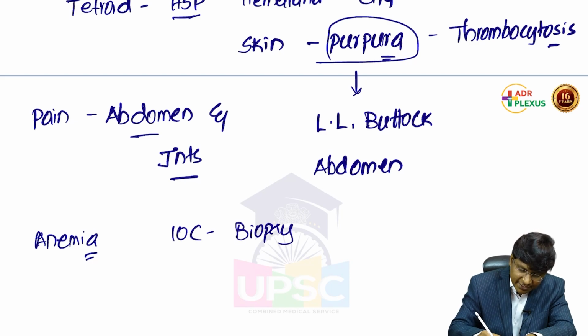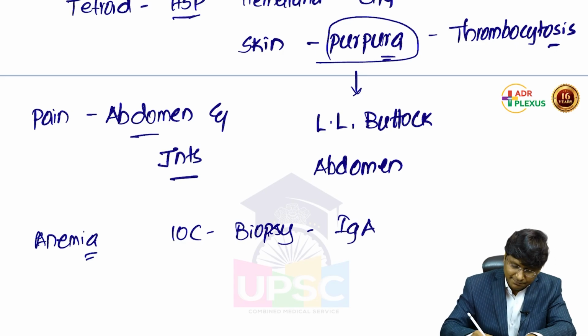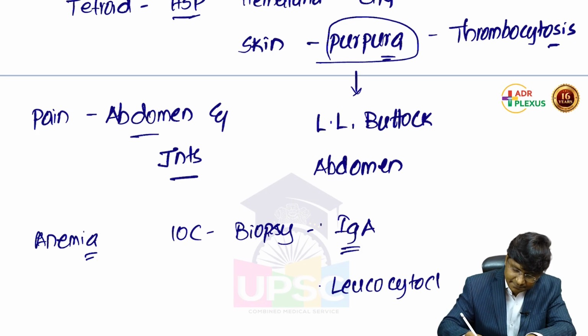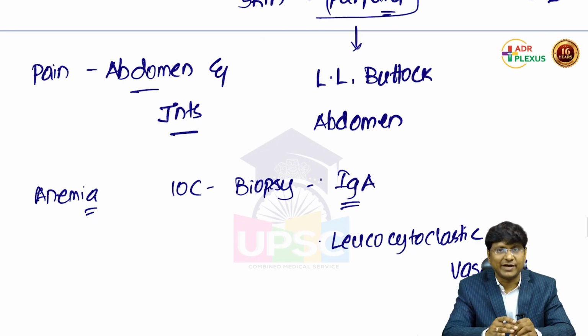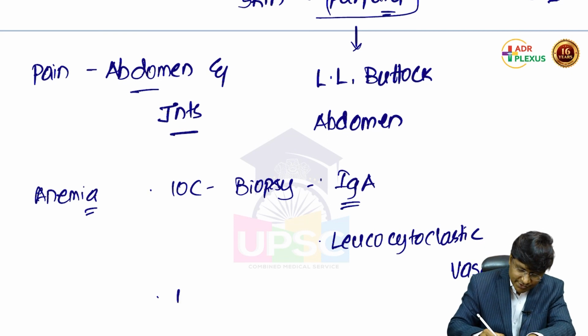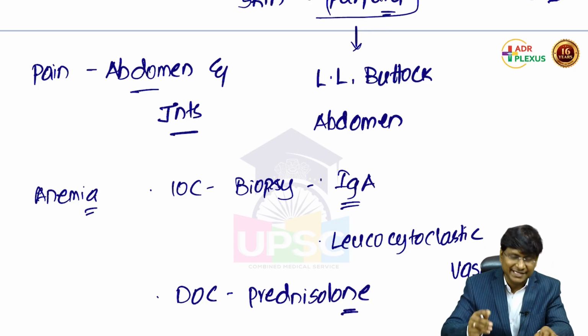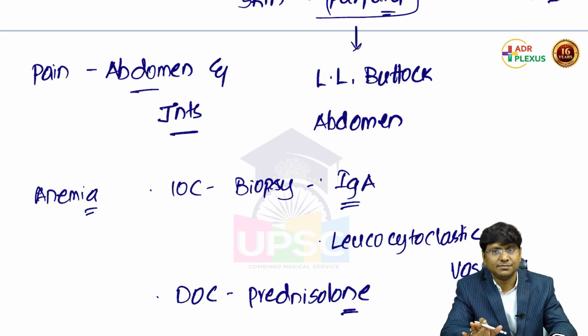And when you do a skin biopsy, you will notice that there is presence of IgA vasculitis, or this we call as leukocytoclastic vasculitis, where you have the presence of IgA within the blood vessels. That is the investigation of choice. Then drug of choice includes corticosteroids, that is prednisolone. So prednisolone is considered as the drug of choice, right?